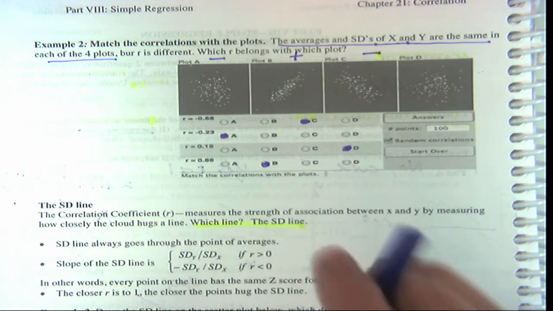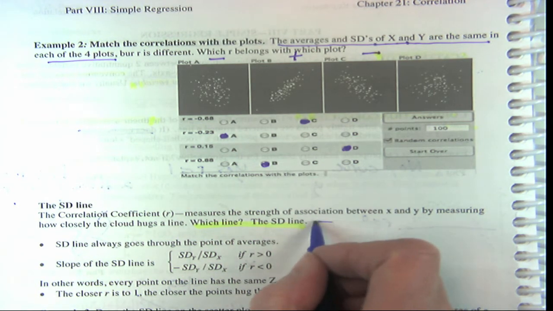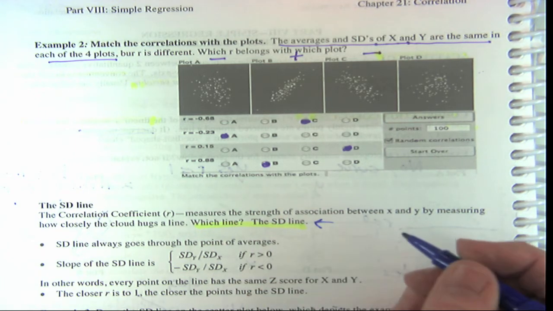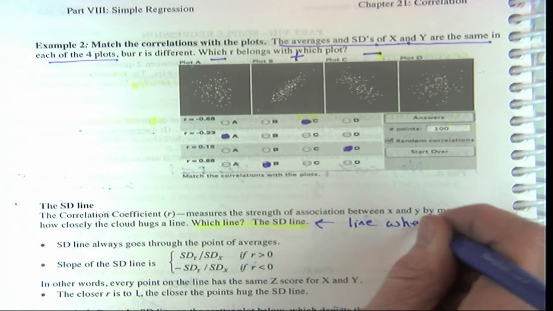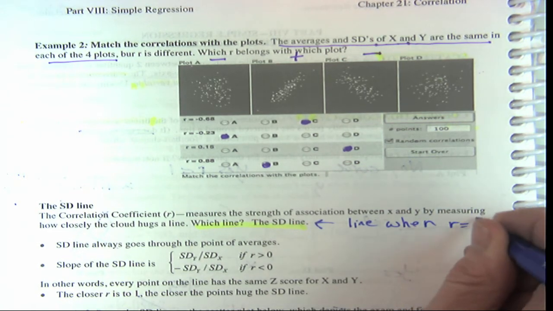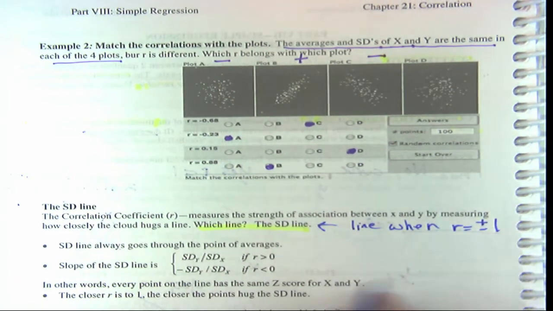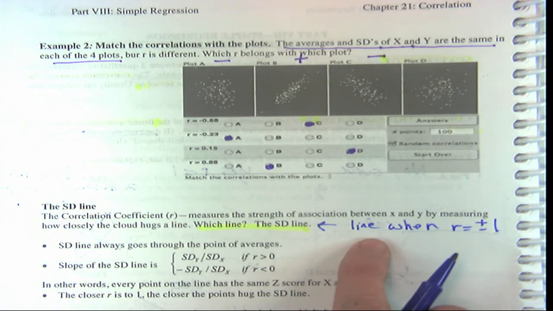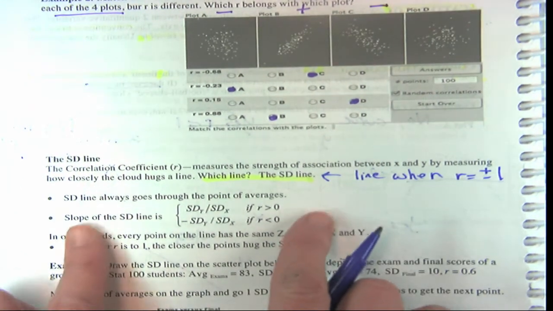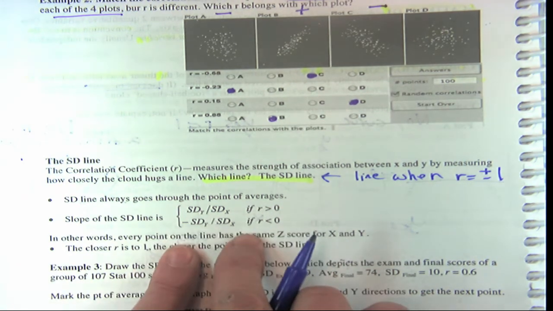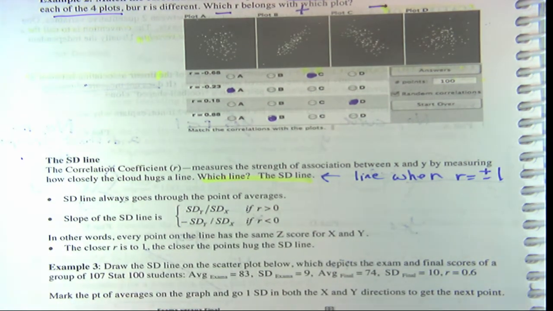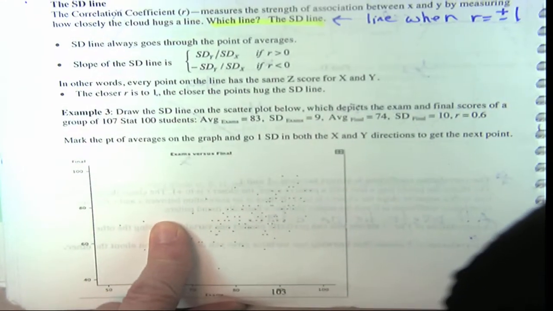And this is the line when there's a perfect correlation. So this is the line when r is equal to either positive or negative 1. It's called the standard deviation line. And it always goes through the point of averages, and this is the slope of the line. All right, so you'll understand it better if we actually draw it.